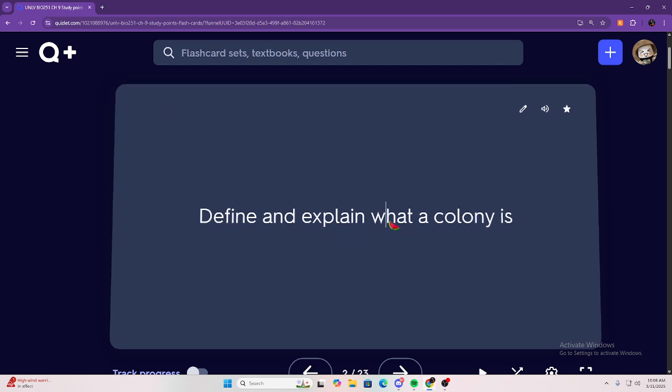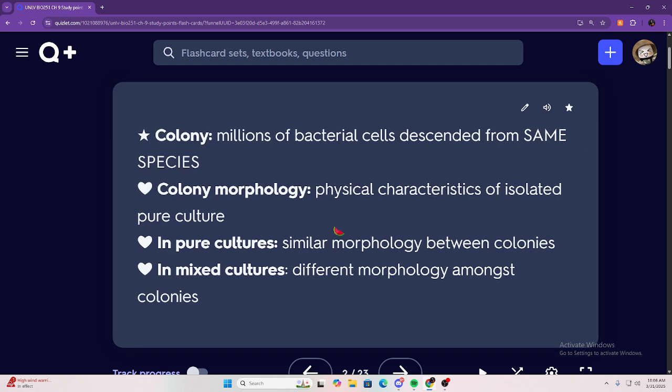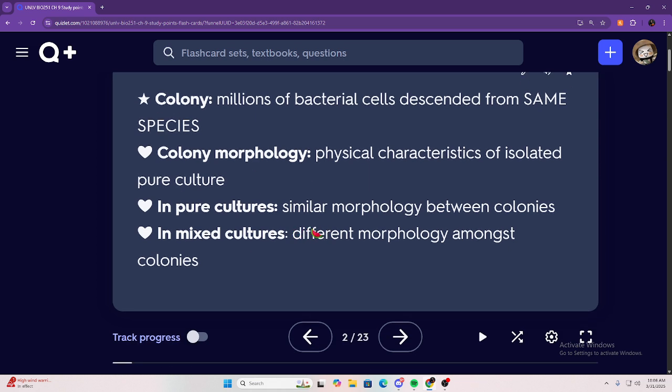Define and explain what a colony is. So a colony is where there's millions of bacterial cells, but you have to know that it's from the same species. And colony morphology is basically similar physical characteristics, like it's opaque, it's white, it's round, and they just have the same characteristics because they're isolated from the same pure culture. In pure cultures, they will have that similar morphology like I described, but in mixed cultures, you're going to see different morphology, like different colors. One is translucent, one is opaque.